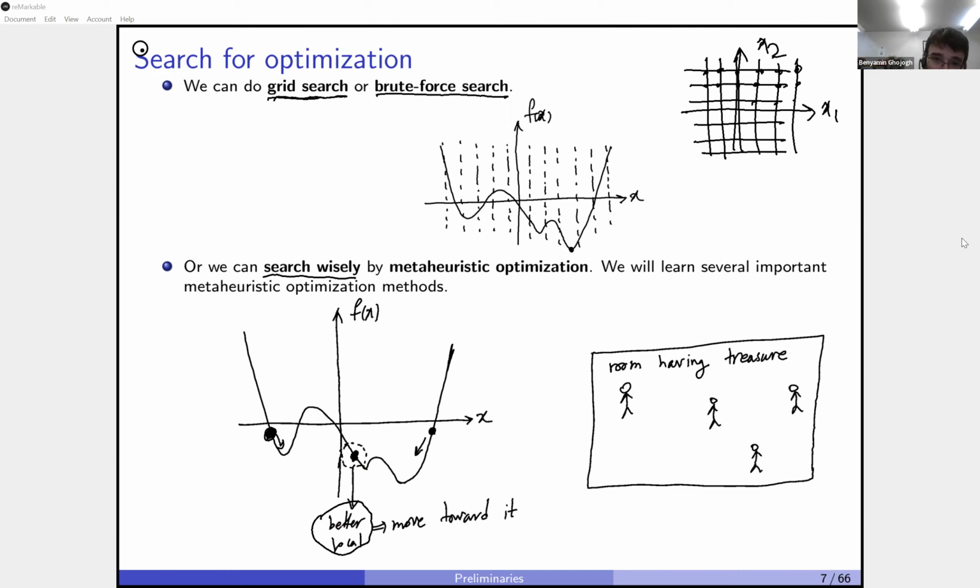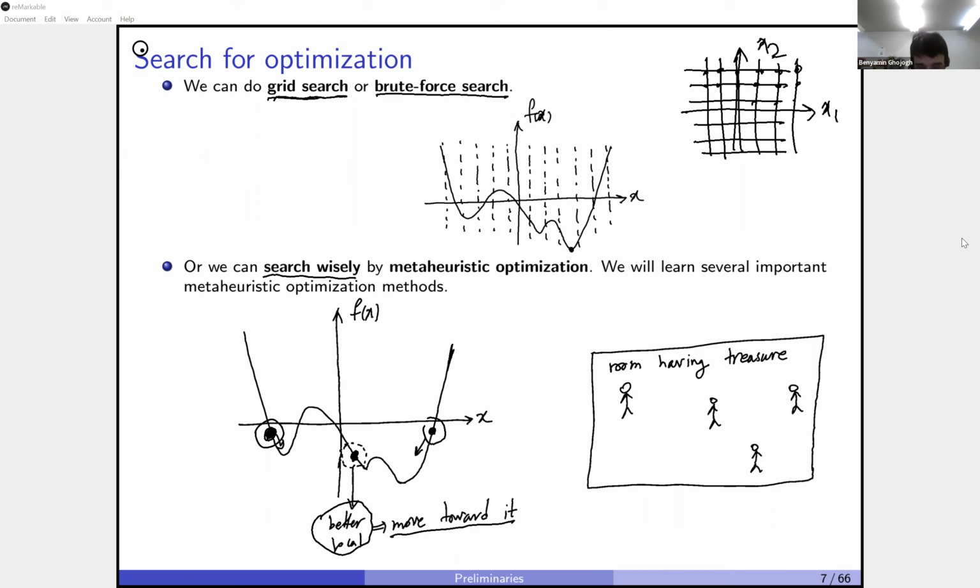Now let these two look around itself because it was the best. But these two move toward that better solution. So it's a kind of a wise search. We move toward that. And this is a meta-heuristic optimization. Usually the main idea behind all of them is this.